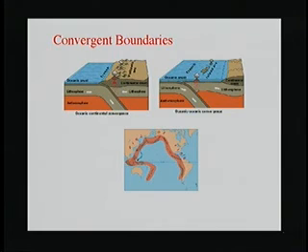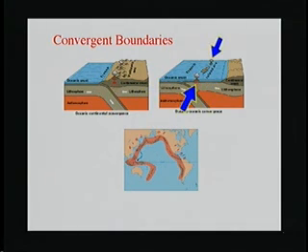Convergent boundaries. Here, again, just to point out, we have oceanic crust. It's thinner than continental crust. And here's the lithosphere, which is both the crust and the upper mantle. Here we have oceanic crust being subducted and recycled beneath continental crust. In this image, we can also have oceanic crust being subducted and recycled beneath oceanic lithosphere.